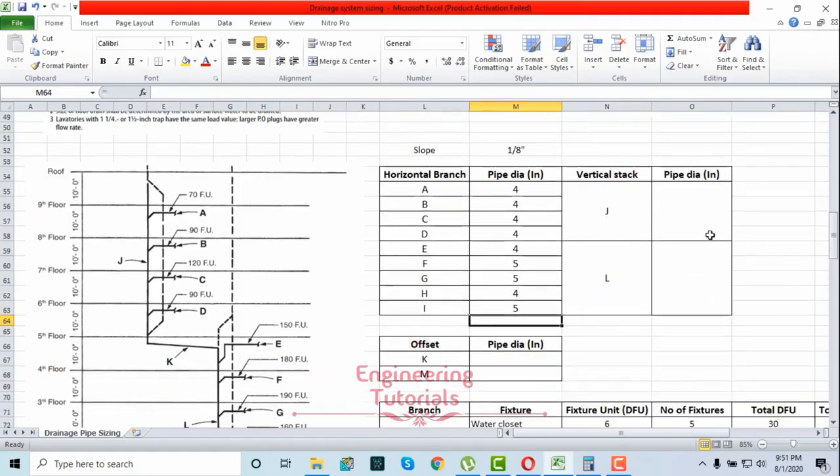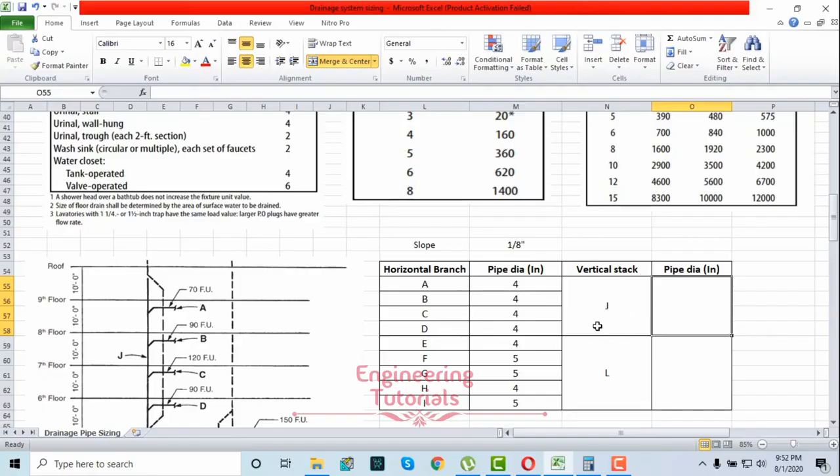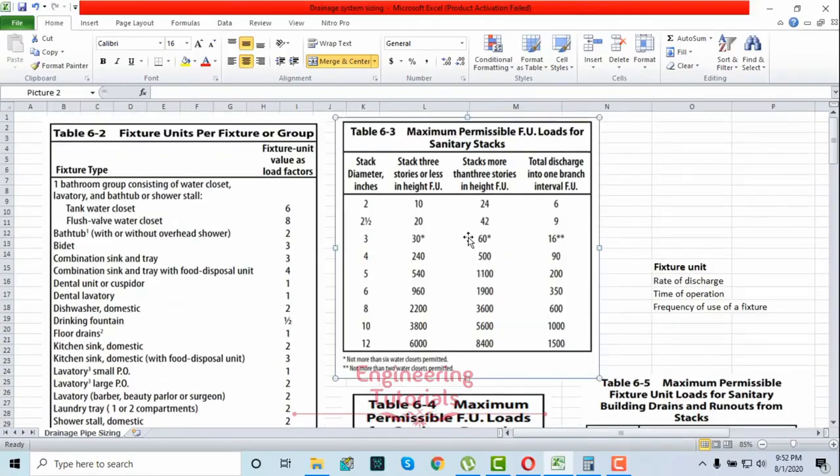Now we have to calculate the vertical stack pipe. As you can see over here, this is represented by J. When you are calculating the vertical stack pipe size, you need to sum up all these branches' fixture unit load, that is 70, 90, 120 and 90. That is equal to 370 fixture units. So a 370 fixture unit load will be on this vertical stack represented by J. Now to calculate the vertical stack pipe size, you need to use table 6-3, that is maximum permissible fixture unit load for sanitary stacks.